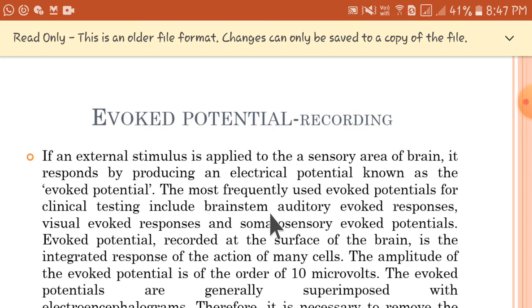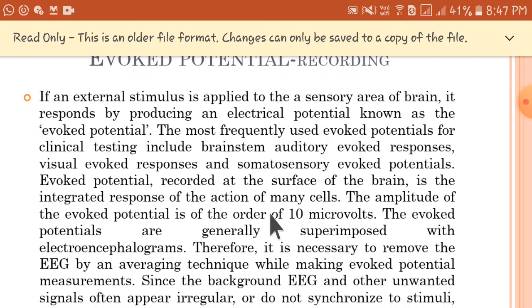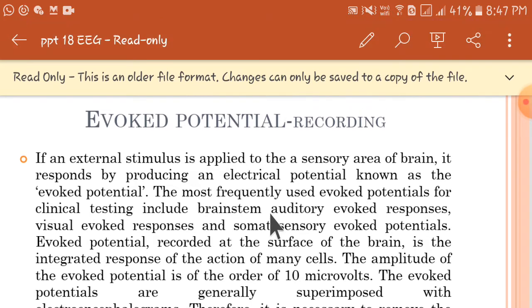Next we are going to discuss the evoked potential. Now what is an evoked potential?